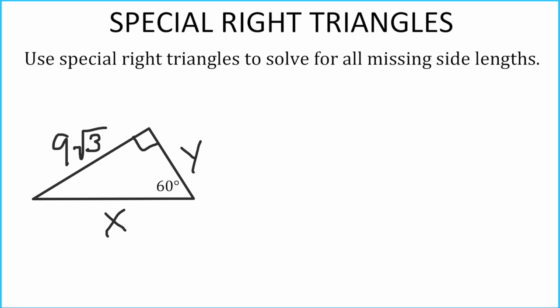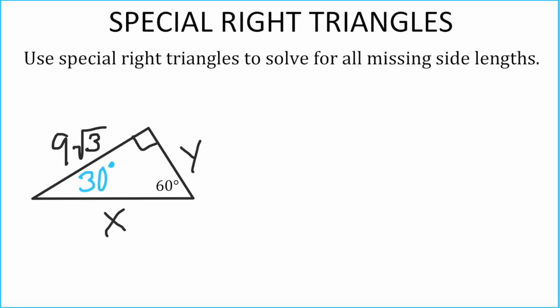Okay, next problem. Go ahead and pause it. All right, once again, if you want to prove that you have a 30, 60, 90 triangle, triangle equals 180 would lead to a 30-degree angle on that missing angle. This time our long leg is 9 radical 3. That's exactly what we want to see.